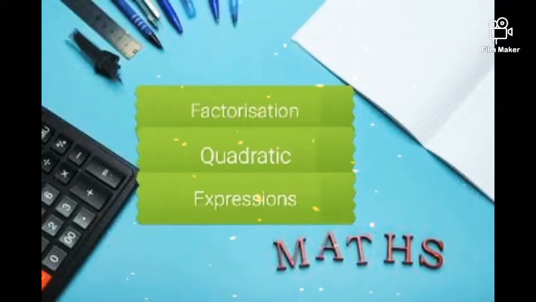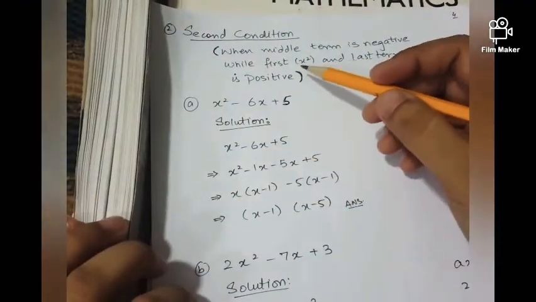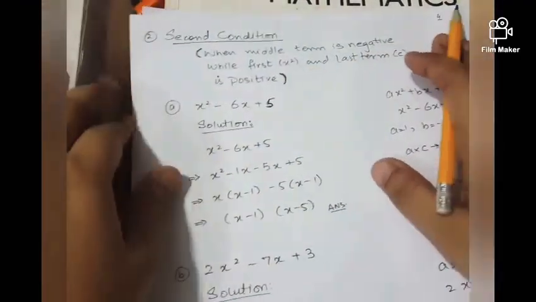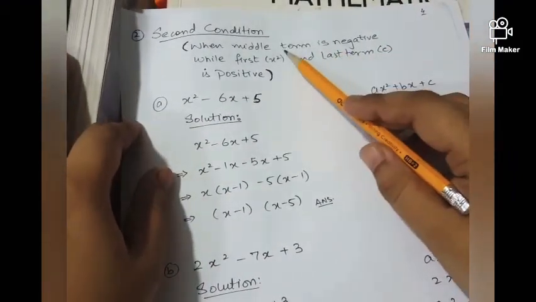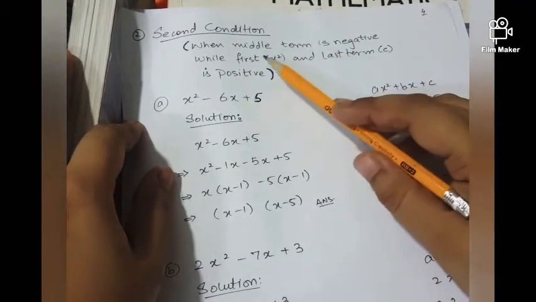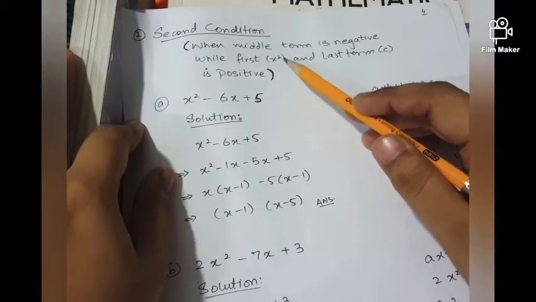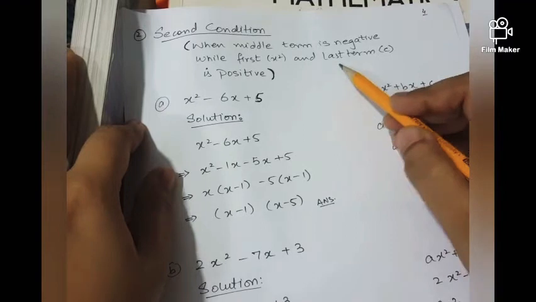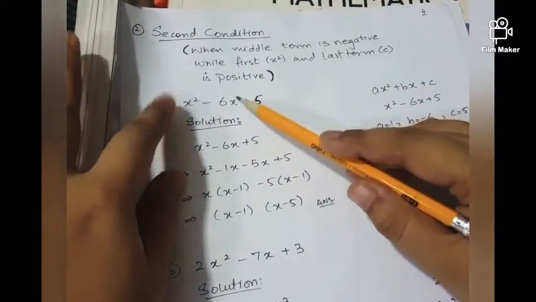In the second part, we are going to discuss the second condition of factorization of quadratic expressions. Now, the second condition. What happens in the second condition? When the middle term is negative. Middle term means the linear term. When the middle term is negative, while the first term, the x squared or quadratic term, and the last term, which is c, are positive.